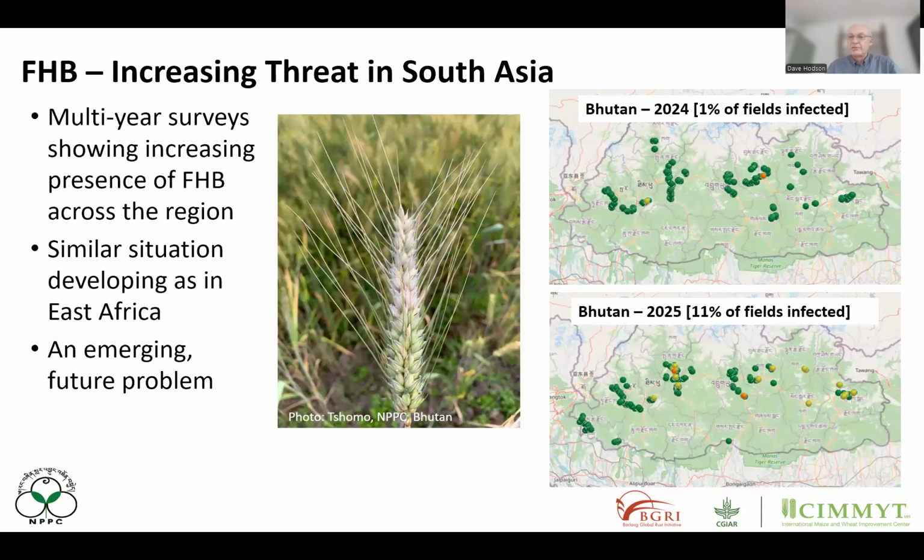Similarly, South Asia, we're seeing fusarium coming up across the region. The survey data is showing clear increases. So you can see from the maps the increase in Bhutan, 2024, just a couple of fields. 2025, more than 10% of the fields being surveyed had fusarium in them. I think this is a very similar situation to what we saw in East Africa a few years ago, and I think it's a signal that we've got an emerging future problem coming up in South Asia.